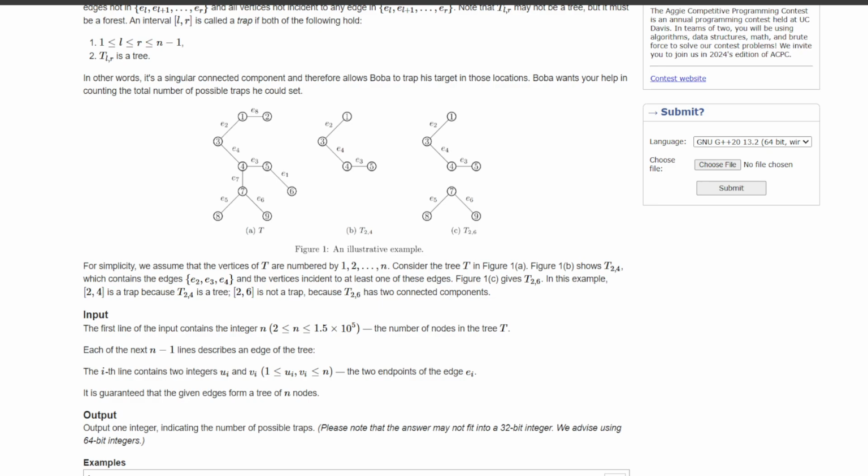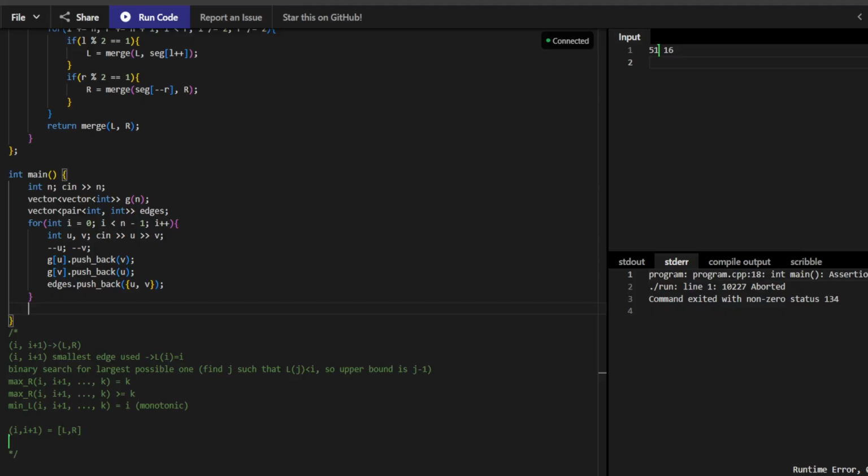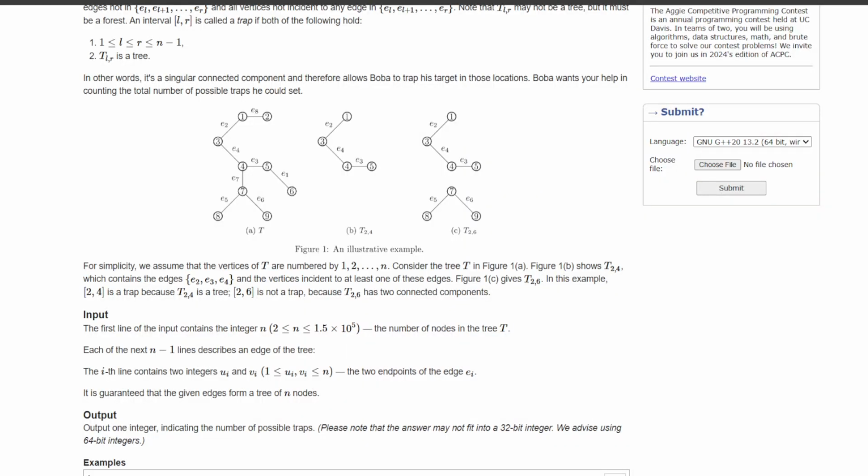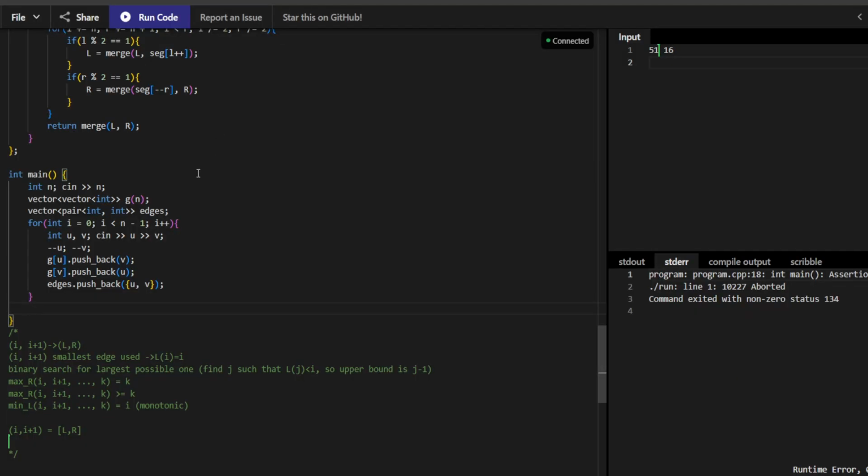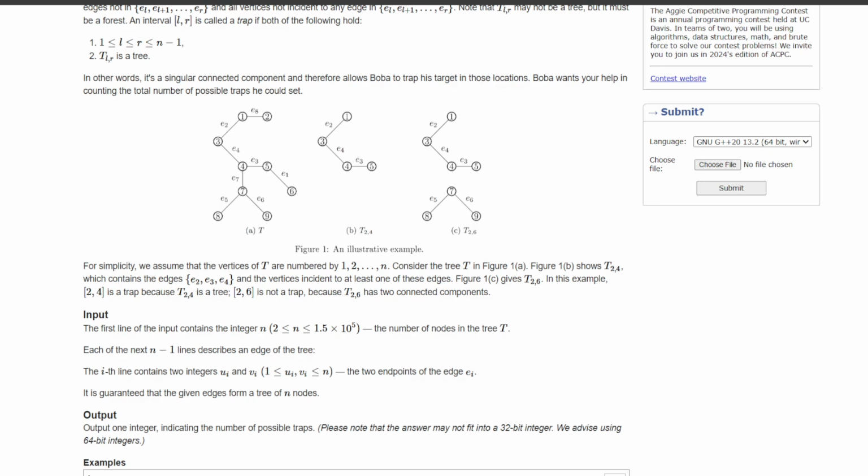Wait, what if I just represent the edges as vertices? Is that smarter? Honestly, I might construct a new graph, basically, such that the edges are vertices. Yeah, I think that's smart. Okay, let me cook.